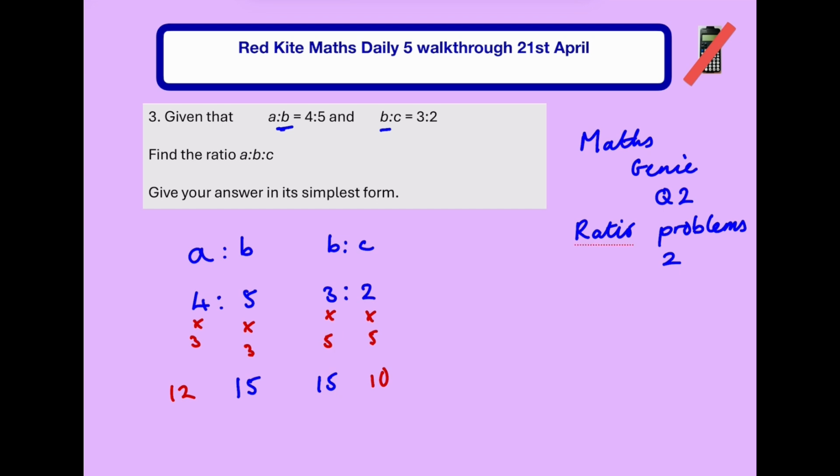Now I've got to write it in its simplest form. So I write A to B to C. And I will write 12 to 15 to 10. And we actually can't simplify this because although 12 and 15 are divisible by 3 and 15 and 10 are divisible by 5, nothing else works. So that is its simplest form.